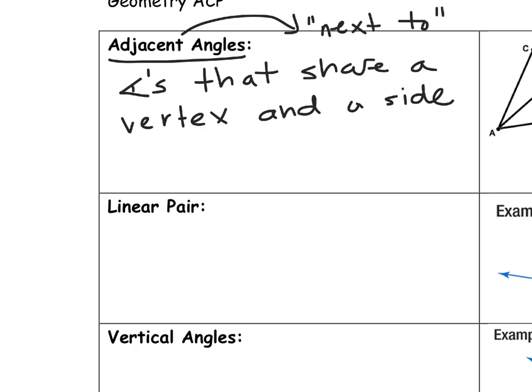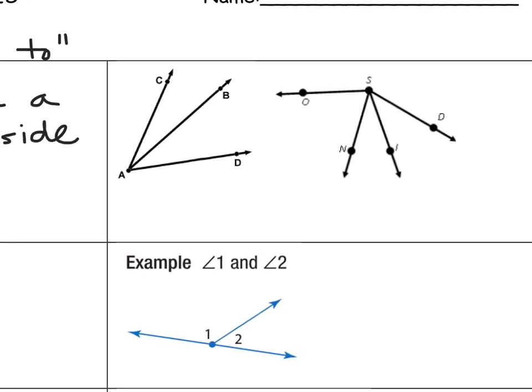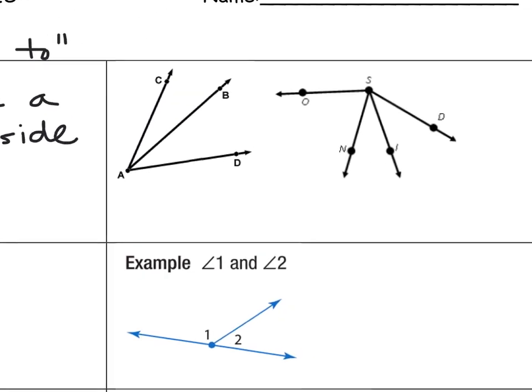All right, so let's look at the example to make sure we understand the definition. In the example over here, we have two angles. I have CAB, I outlined that in red, and BAD. They share the vertex A, and they share the side BA. So I'm just going to write the two adjacent angles. Angle CAB and angle BAD.